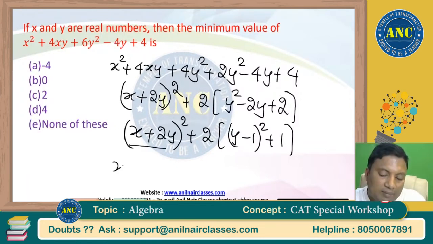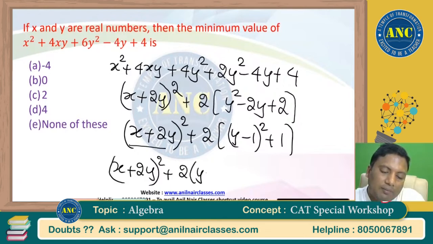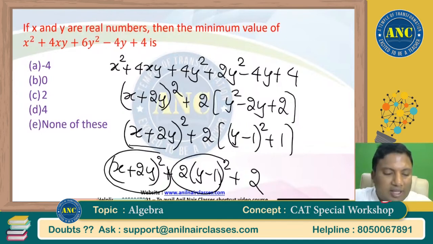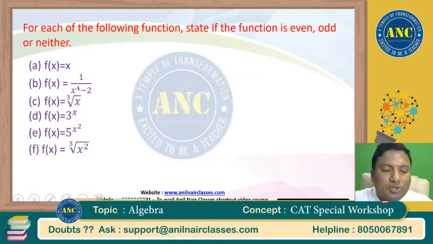So this is x plus 2y whole square, and here it is 2 into y minus 1 square, plus 2 ones are 2. These are square functions, greater than or equal to 0, so the minimum value will be 2. For these models, kindly ensure that you solve as many as possible.